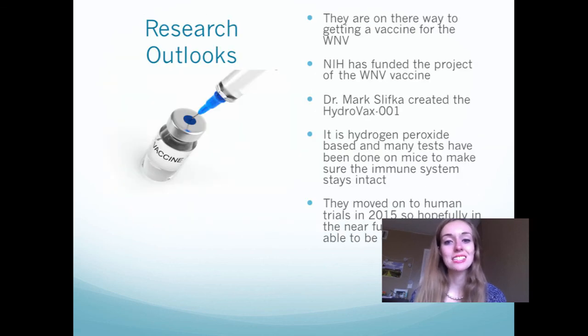So the research outlooks. They are on their way to getting a vaccine for West Nile virus, which is really good. The NIH funded the West Nile virus vaccine project, and Dr. Mark Slifka created what is called the Hydrovax-001. It is hydrogen peroxide based, and many tests have been done on mice to make sure that their immune system stays intact when the vaccine has been administered. So they did move on to human trials in 2015. So hopefully in the near future, West Nile virus will be able to be eradicated.